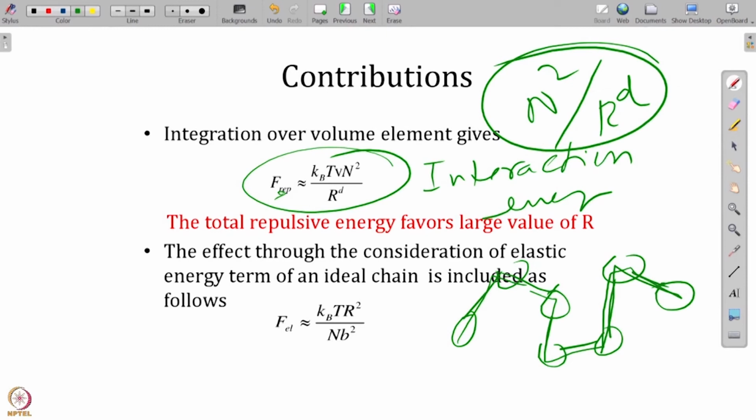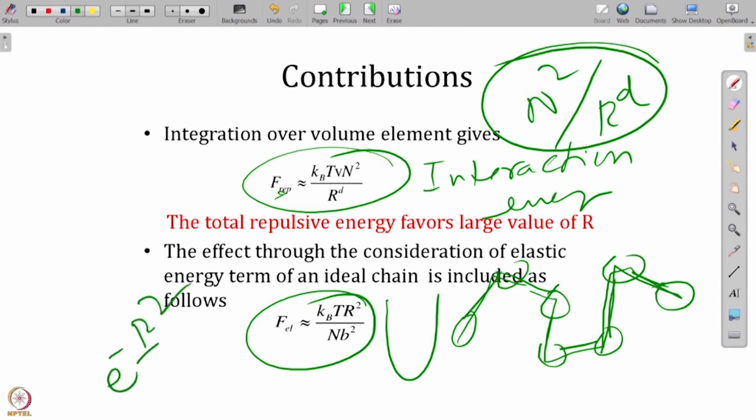There is a potential energy which is like harmonic, and that elastic term goes like r square, and one can show it, because this essentially comes from e to the power of minus r square by n l square. So this elastic part comes very easily from the Gaussian distribution. A Gaussian chain has a preferential size, and that is an entropic effect. So this entropic effect gives rise to an elasticity, because a favorable size is there.